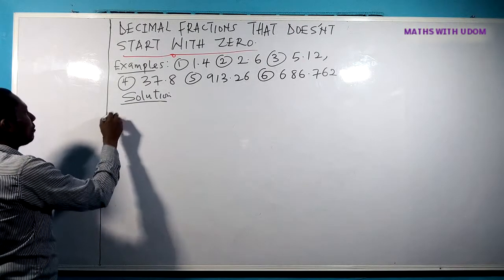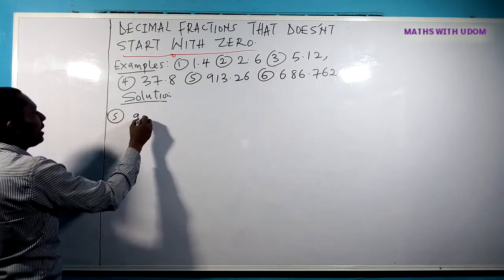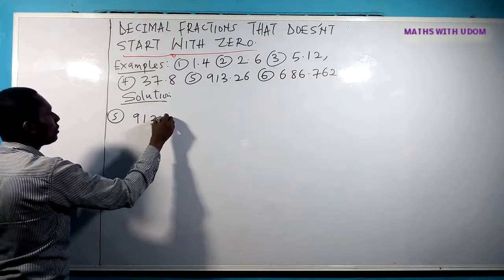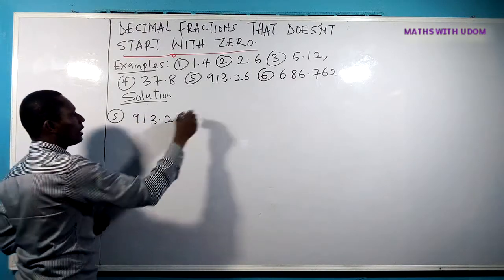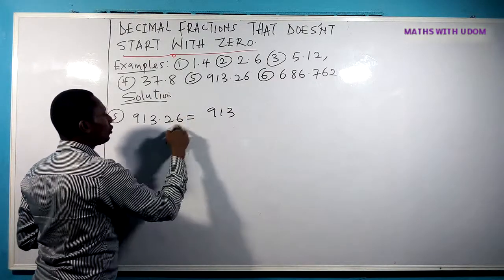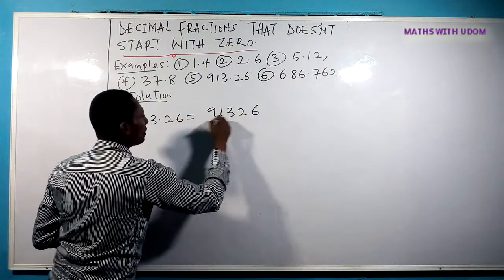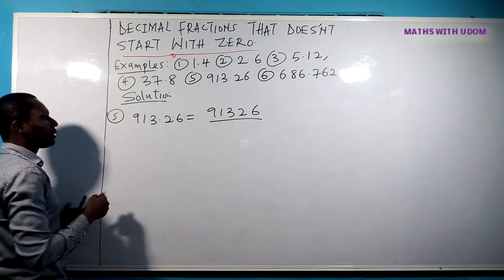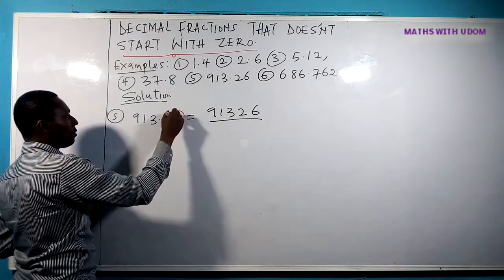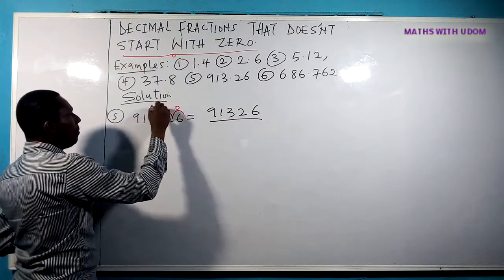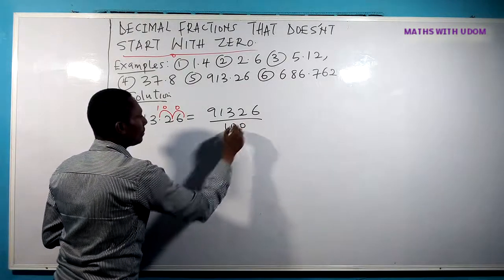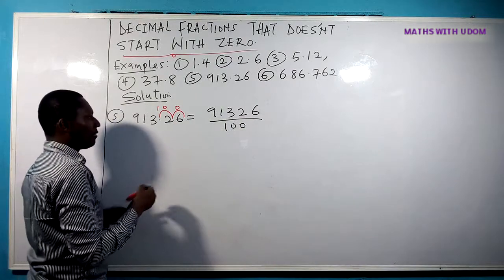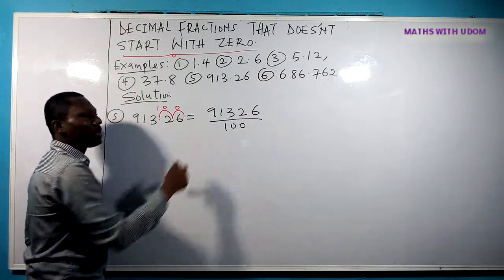Example 5. What do we have there? 913 point what? 0.26. We can rewrite this as 91326. That's the numerator. Divided by what will be the denominator? From the front of 6, let's go 1, 2. We divide that number by what? 100. So what can go between the numerator and denominator?